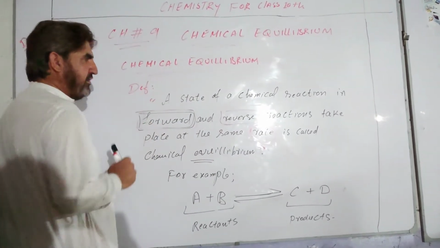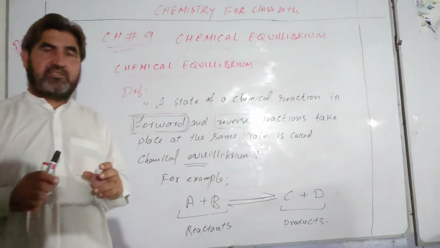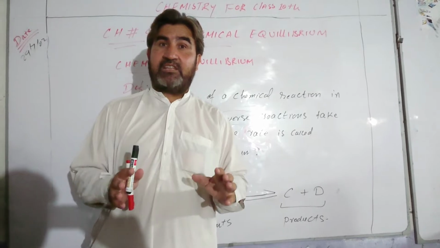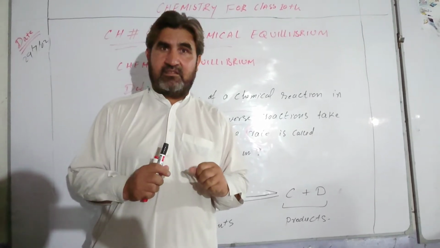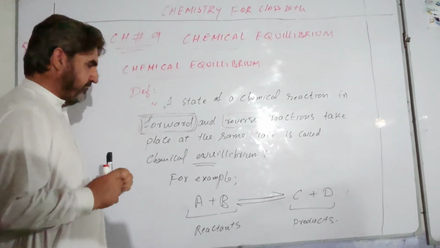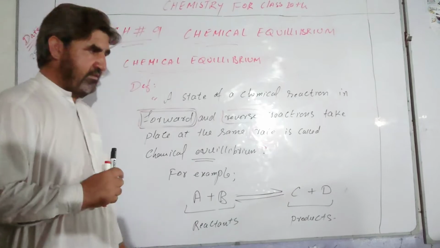The definition of chemical equilibrium is a state of chemical reaction in which the forward and the reverse reactions take place at the same rate. Now what is meant by the same rate, and what is meant by the forward and the reverse reactions?